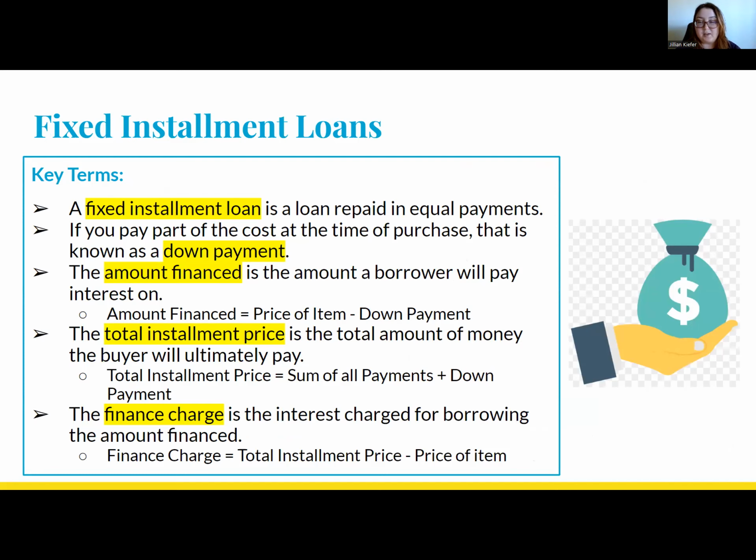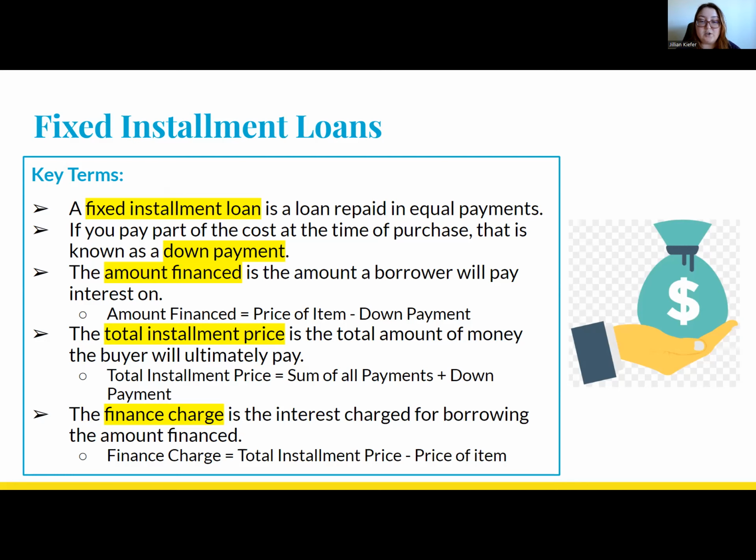If you pay part of the cost at the time of the purchase, that's known as a down payment. The amount financed is the amount a borrower will pay the interest on, which will be the price of the item minus the down payment that you already spent. The total installment price is the total amount of money the buyer will ultimately end up paying, which is equal to the sum of all the payments they made plus the down payment, which takes into consideration the interest.